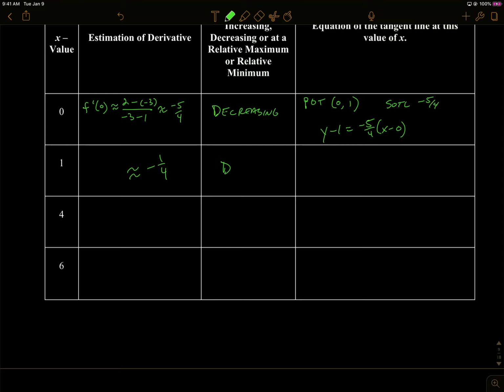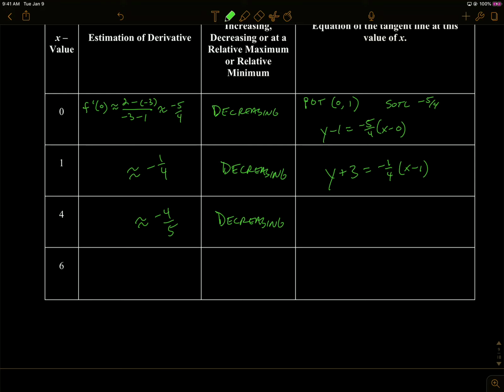Since my derivative is negative, that means the function's decreasing, and our line, when we work it out, should have come out to be that. At 4, I'm getting about negative 4/5 for our estimate when we do the slope of the secant line. Since our estimation of the derivative at 4 is negative, that means the function will be decreasing at 4.